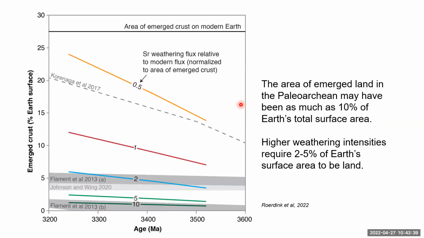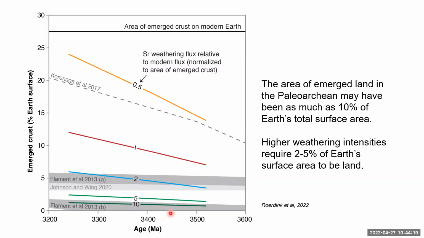So that's what we did, and that is what this plot is showing here. These different colored lines are different weathering intensity scenarios. The red line here is saying we have the same area normalized strontium weathering flux as on the modern day Earth. Such a weathering intensity scenario would require between about 7 to 12% of Earth's surface consisting of emerged crust in the Paleoarchean.